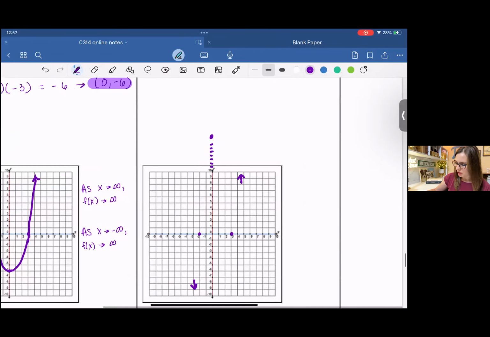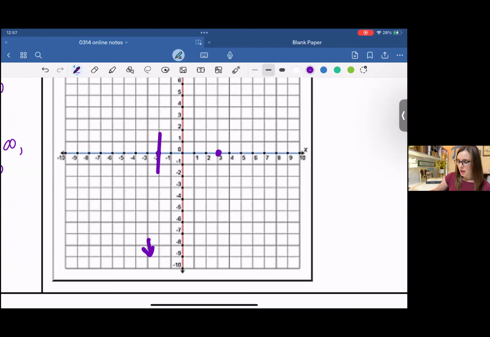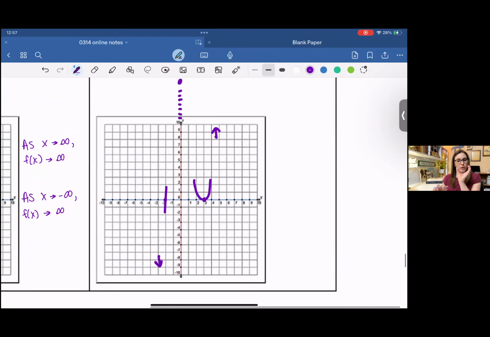At -2, we had a multiplicity of 1, which mimics a linear function. And at +3, we had a multiplicity of 2, so that's going to mimic a U-shaped graph. And I know that it's a U-shaped graph like this, positive up here, because I need it to end up. If I needed it to end down here, I would need to flip it. So that's kind of how you decide whether it's facing up or facing down.